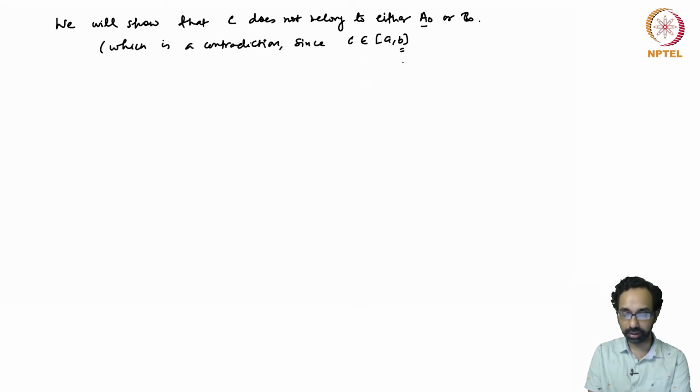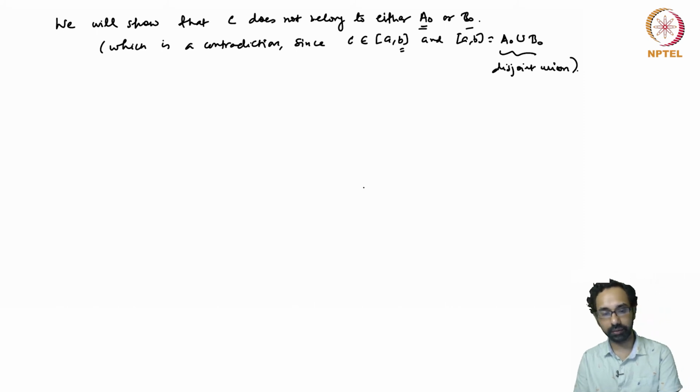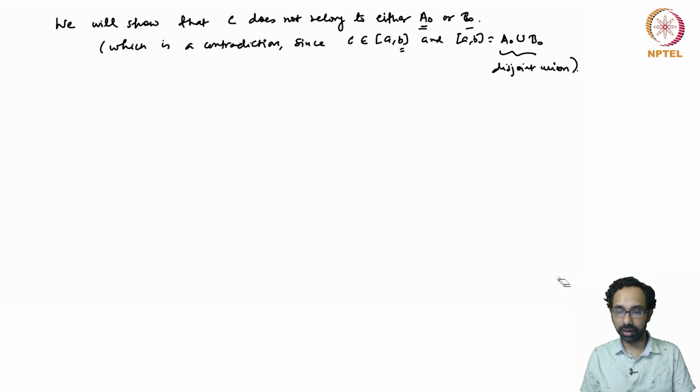So C belongs to this set AB, and AB is the disjoint union of the sets A0 and B0. So if C does not belong to either A0 or B0, then we have a contradiction. So we take these two cases one by one, and we will show that they both lead to contradiction.